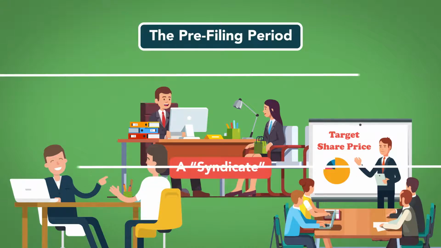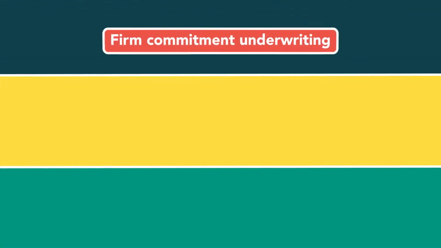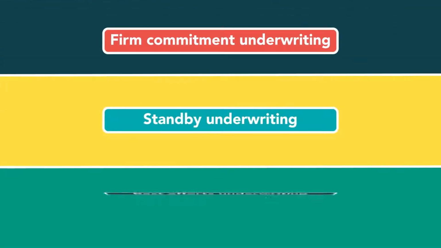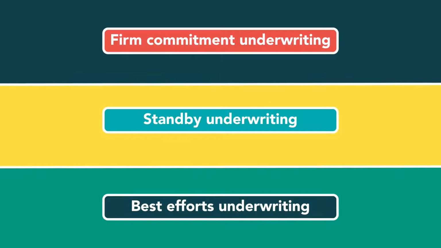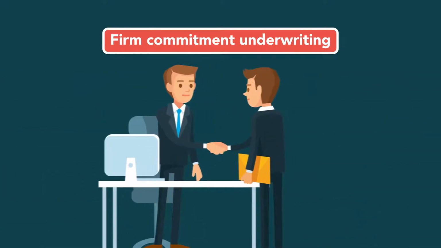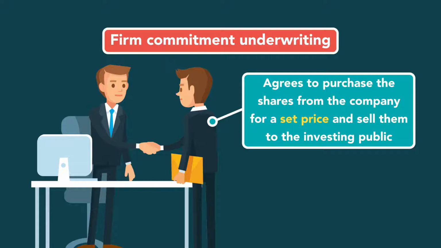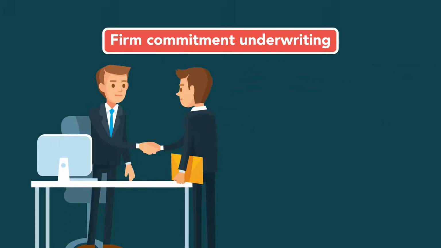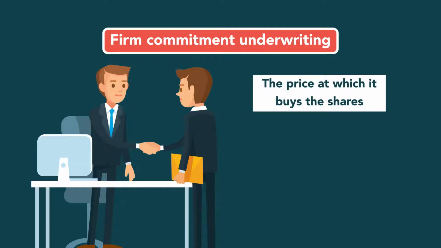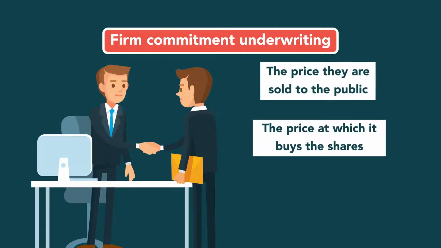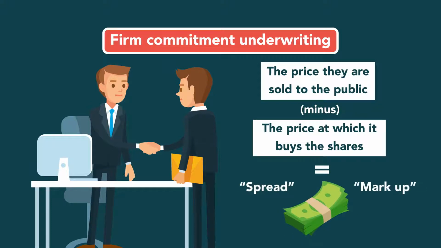There are three basic types of underwriting: firm commitment underwriting, standby underwriting, and best efforts underwriting. In a firm commitment underwriting, the underwriter agrees to purchase the shares from the company for a set price and sell them to the investing public. It earns its fee from the difference between the price at which it buys the shares from the company and that at which they are sold to the public, sometimes referred to as the spread or markup.